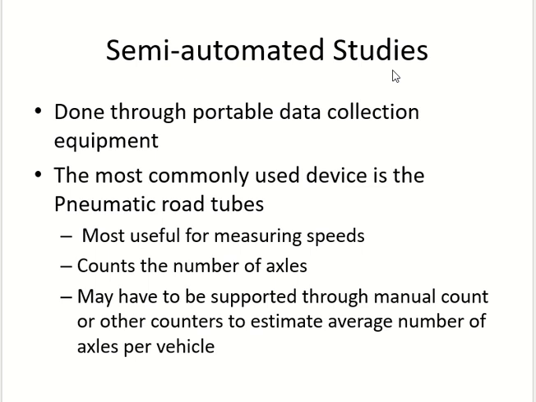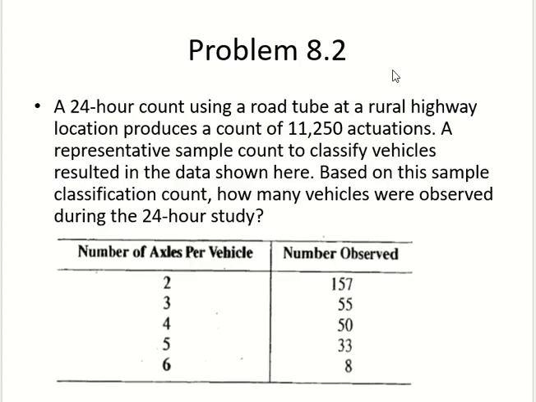Now the tube is giving us the number of axles, and we want the number of vehicles. So we have to do something with the value which the tube has given to get the number of vehicles. Let's say we use the pneumatic road tube for 24 hours. In 24 hours the tube gave us a value, and that value is the number of axles. Now, if I have to convert the number of axles to the number of vehicles, what should I do?